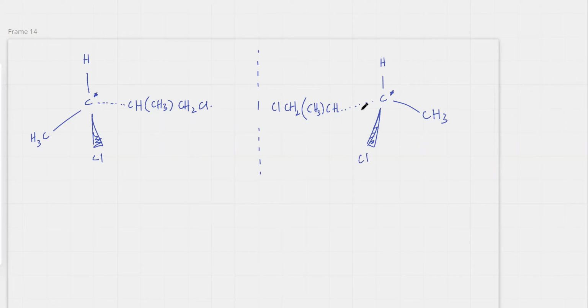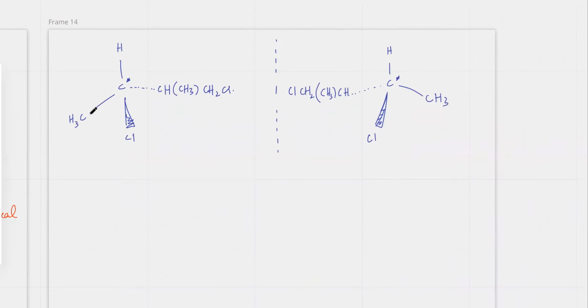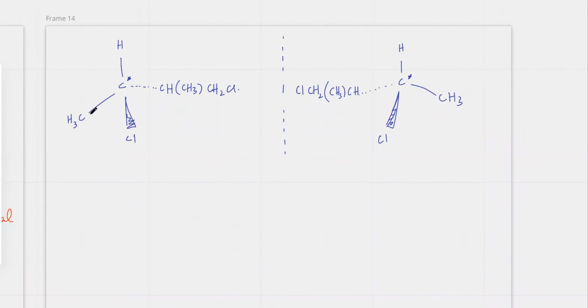So the bond directions would be different. This one will have different directions. This one will have different directions. So is this clear what a chiral carbon atom looks like and what optical isomers are? These two are optical isomers of each other. So is this clear?